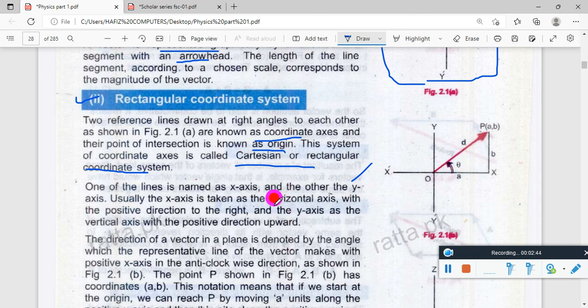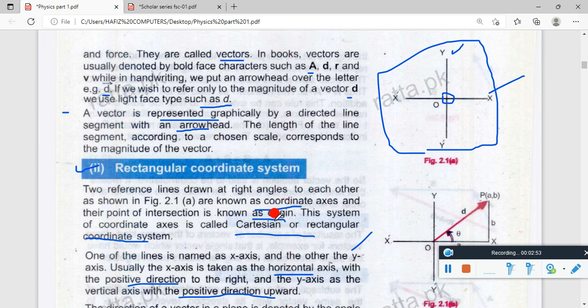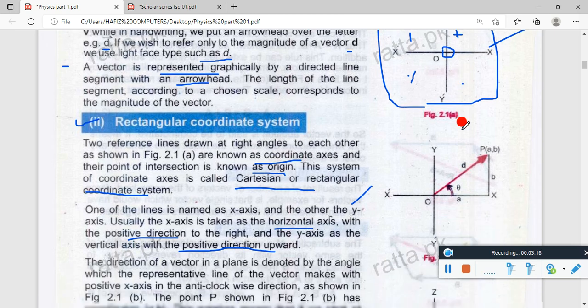The x-axis is taken as the horizontal axis with the positive direction to the right, and the y-axis as the vertical axis with the positive direction upward. So in this quadrant, x value is positive and y value is positive. This one has x value negative and y value positive. Similarly, here both x and y are negative, and in this portion x is positive and y is negative.